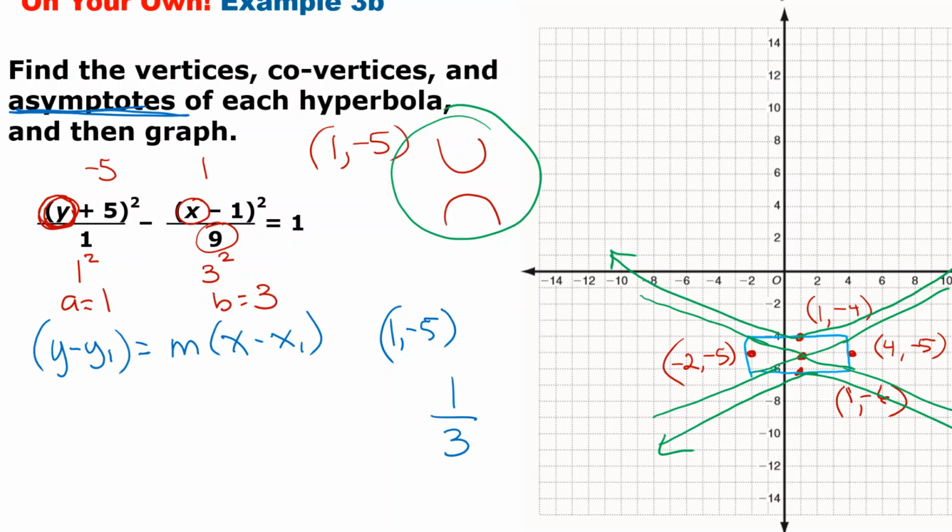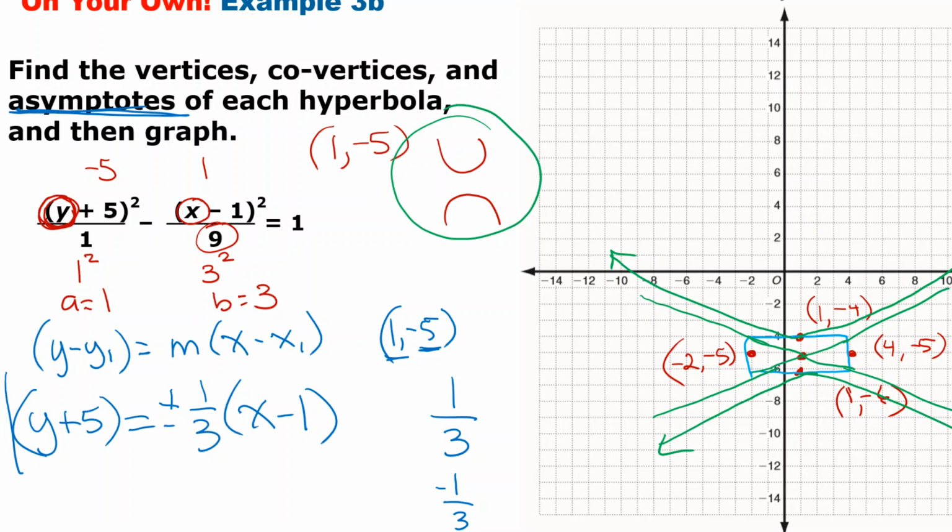And then the other one is going to be rise 1, run negative 3. So it's 1 over negative 3. All right, so my point-slope formula, I could say y minus negative 5, which would be y plus 5, equals my slope, plus or minus 1/3, times x minus my x, which is 1. And there it is. So that's my equation for my asymptotes. And it's a plus or a minus, so it's actually 2 lines. All right, that's all you have to do.